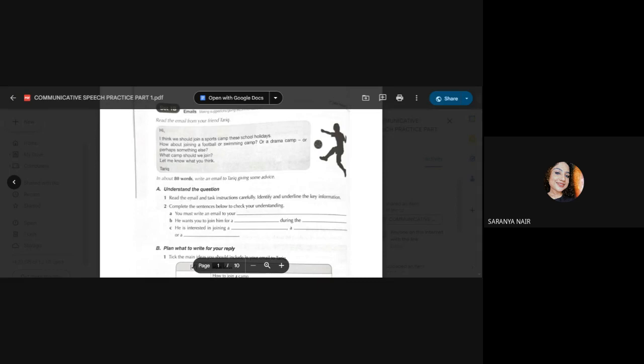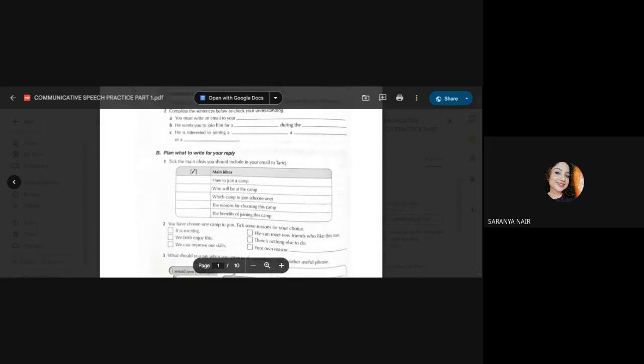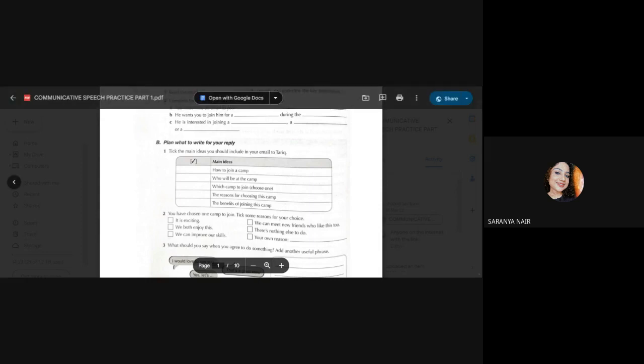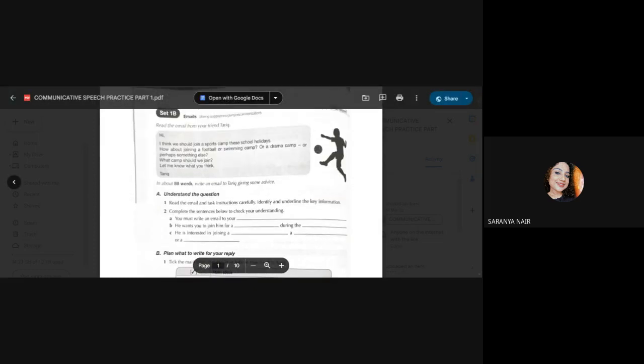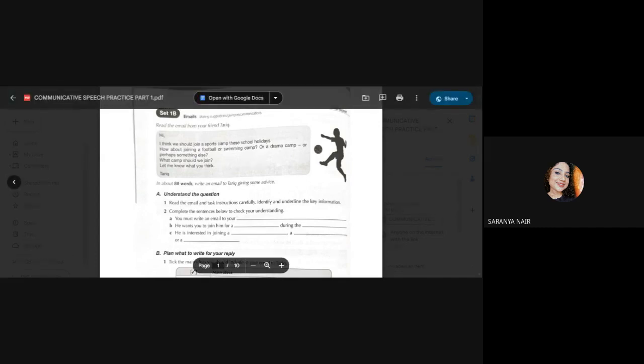Okay, so now moving on. Plan what to write for your reply. For your reply, the main ideas, what you should include in your email. Remember, your email cannot be more than how many words? You only have to write about 80 words, okay? So you must keep in mind the number of words. You can't just write as many words as you like. That's not how it works, okay?